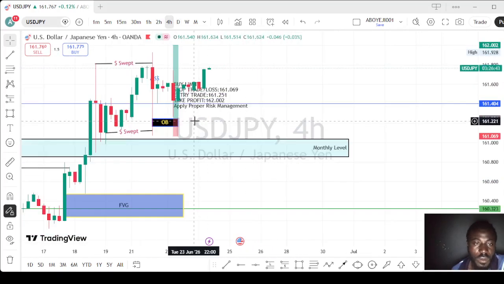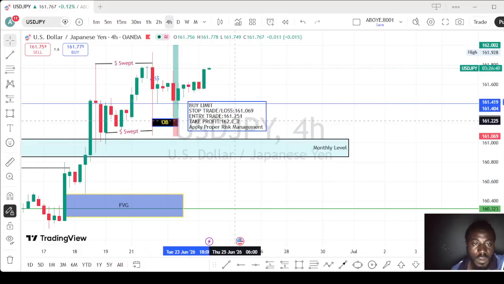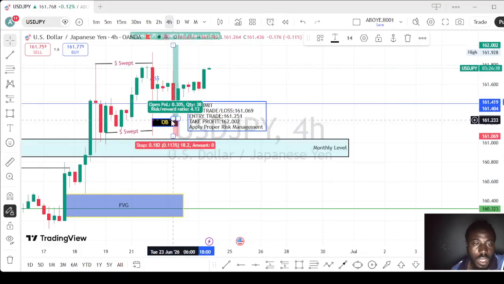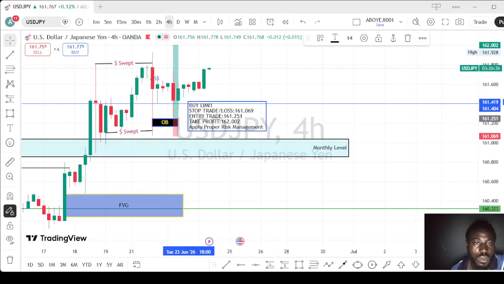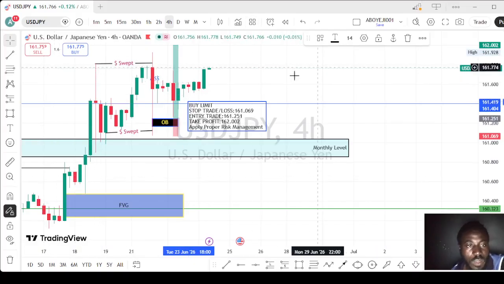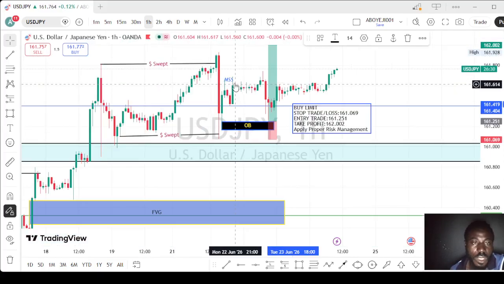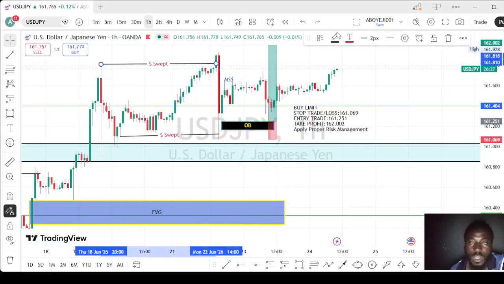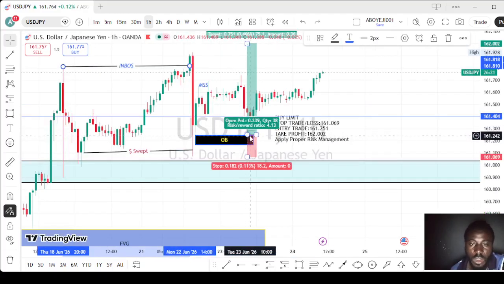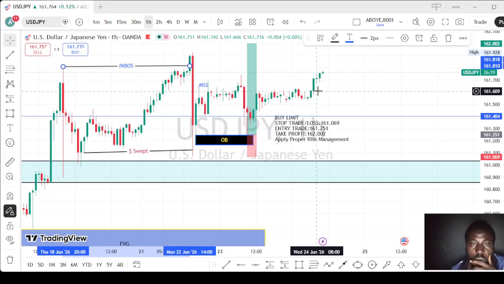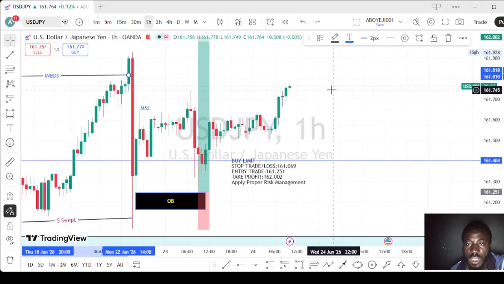Let's see what the 4 hour time frame is giving us. You can see the market did not trigger us yesterday. On the 1 hour time frame, we are having a break of structure here. And the market took this liquidity, but the market did not trigger us in. So all we have to do is join this opportunity.